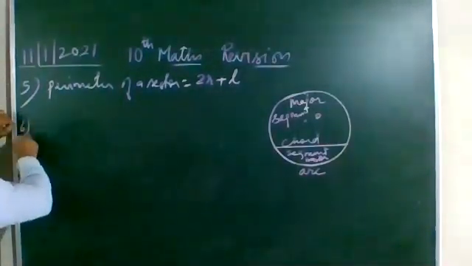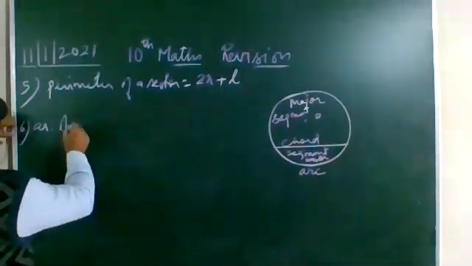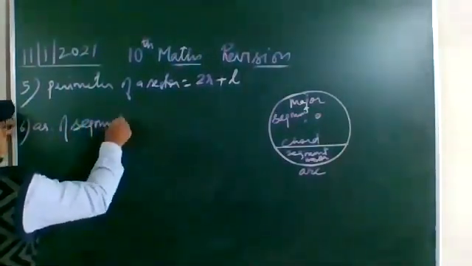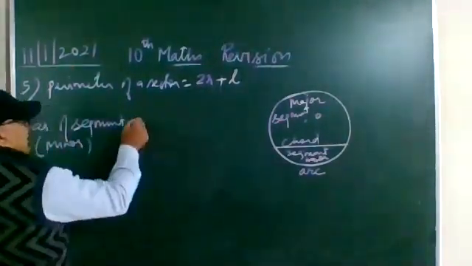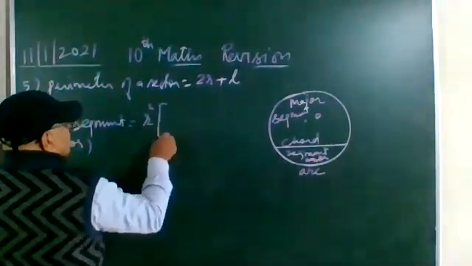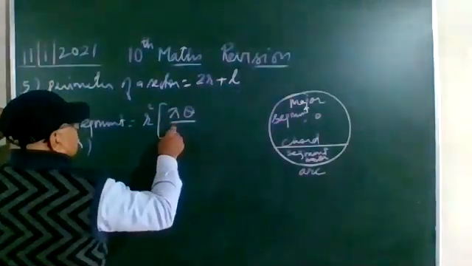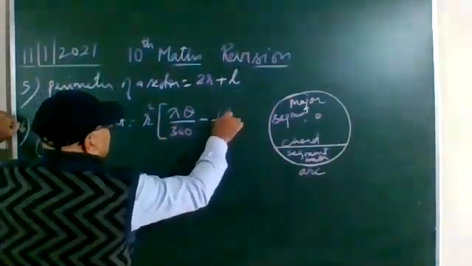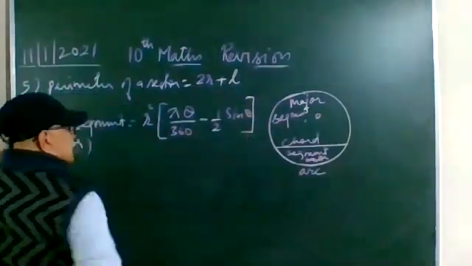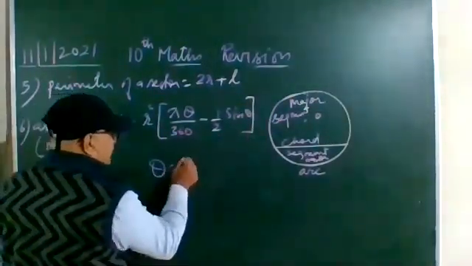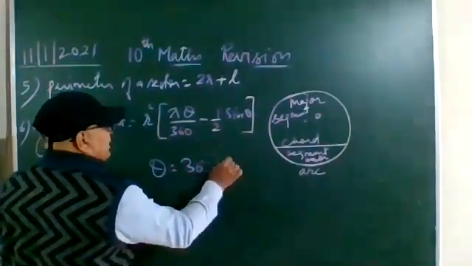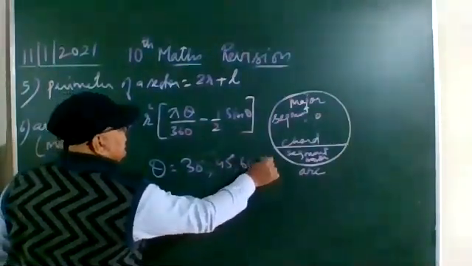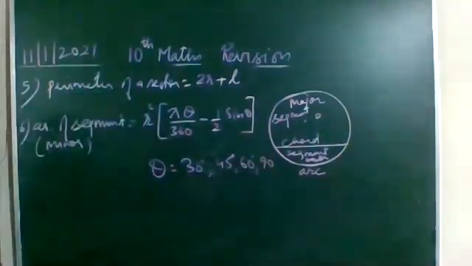So if I talk about area of segment, that is minor. Area of segment is equal to r square pi theta upon 360 minus 1 by 2 sin theta. This time theta is for 30 degree, 45 degree, 60 degree, and 90 degree. So only these angles you have to consider.